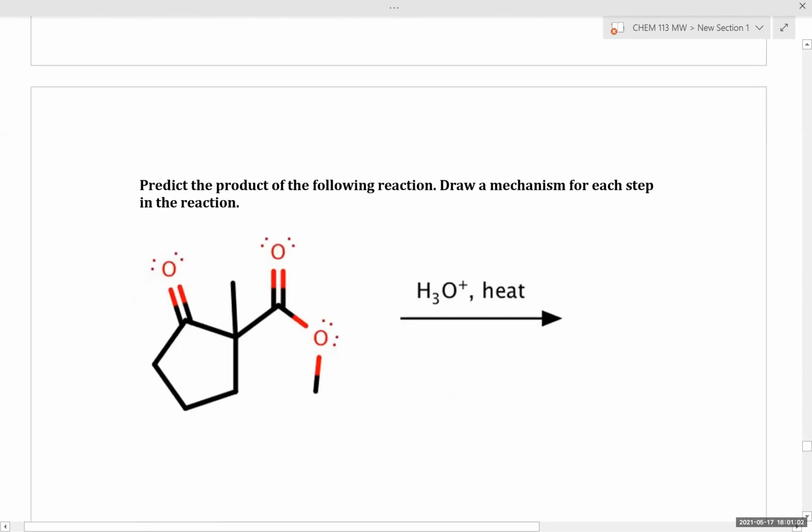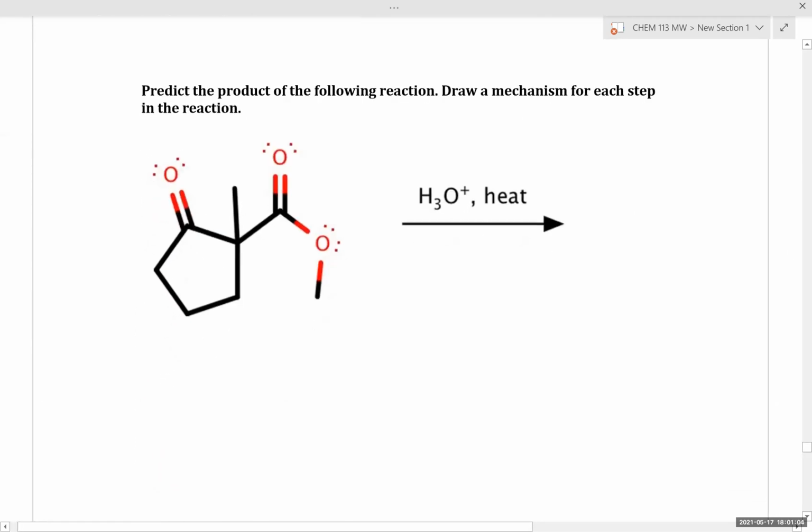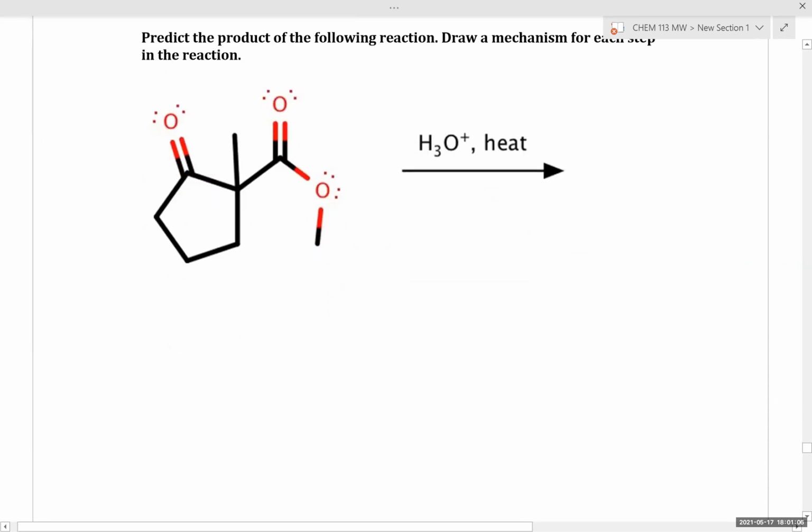Okay, so let's make sure we understand the second step of the malonic ester synthesis. Once we have this alkylated, in this case, beta ketoester, if we treat it with acid and heat, we have students already commenting in the chat, we're going to see decarboxylation, aren't we? Yes, this is a textbook decarboxylation reaction.